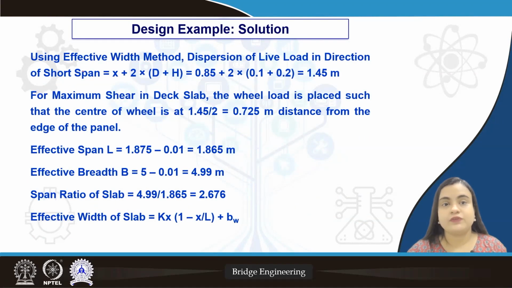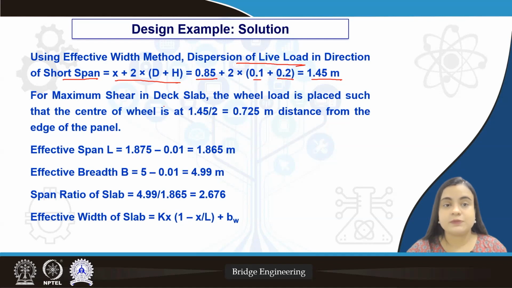Next, the effective width method can help us in computation of the dispersion of live load in the short span direction. That can be done as x plus 2 times d plus h, where x is wheel imprint dimension, it is 0.85 meter, d stands for wearing coat thickness, that is 0.1 meter, and h stands for the slab thickness, that is 0.2 meter. So once we apply all the magnitudes, we will see that the effective width method will give us wheel load dispersion along short span equals 1.45 meter.